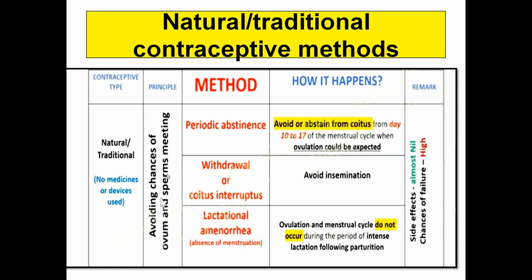Next is lactational amenorrhea. Here you can see ovulation and the menstrual cycle do not occur when the female is having intense lactation. Mind my word, intense lactation. Only then will this method work. Otherwise, there is no chance of contraception. The best thing is that these methods do not have any side effects, but the chances of failure are quite high because they require clear-cut knowledge about the menstrual cycle, the time of insemination, as well as the intense lactational period.